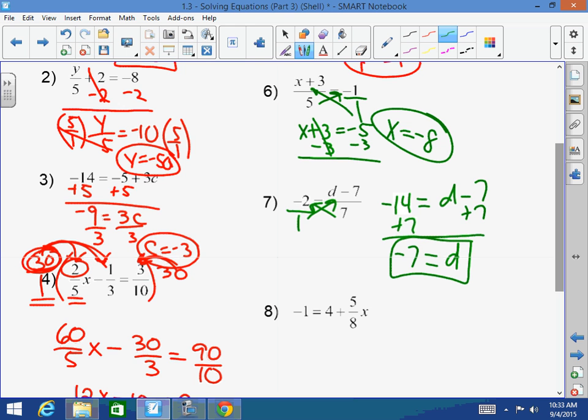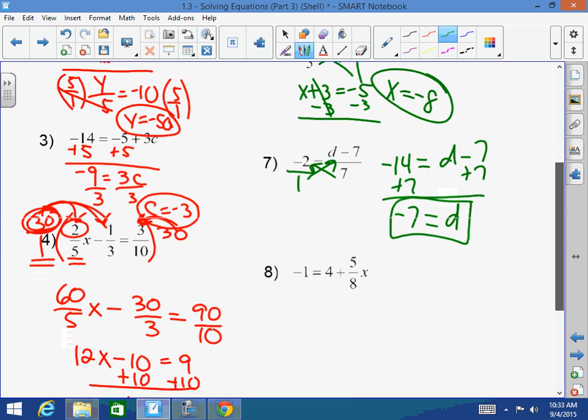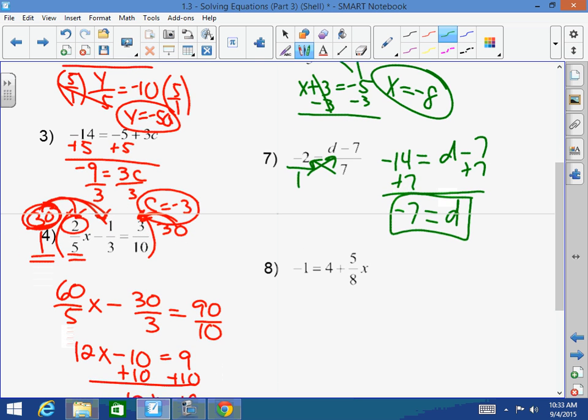Okay. And then what would I do for this last one, number 8, gentlemen? What do you think we would do? Start off by subtracting. Very good. What am I going to subtract to both sides, Pablo? The 4. Very good. I want to get that x alone. Remember that. Drill that into your heads. I want to get the variable alone. So I start by getting rid of this positive 4 that's being added to that x. So I subtract 4 to both sides. Negative 5 equals 5/8 x.